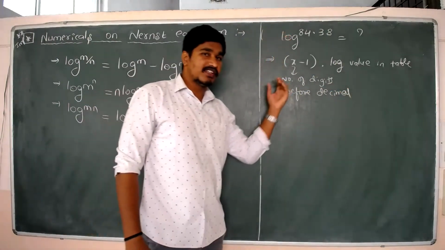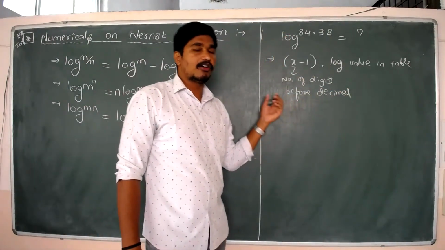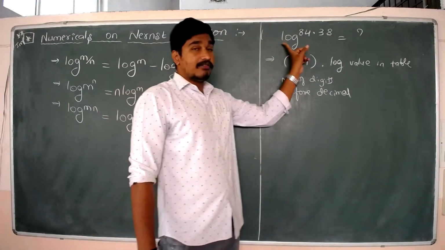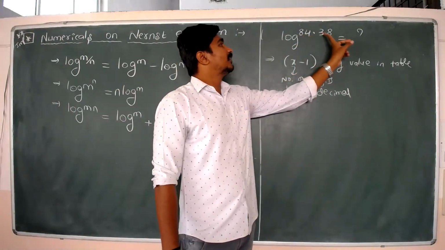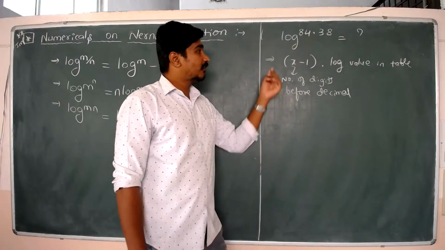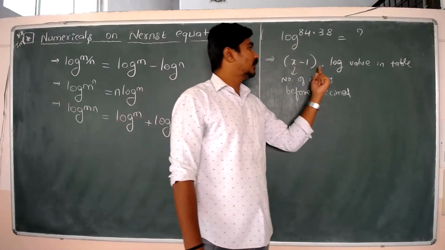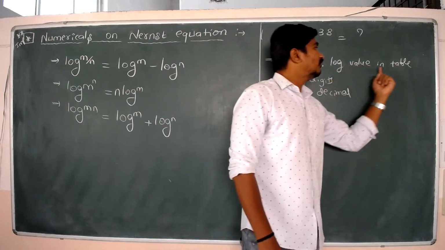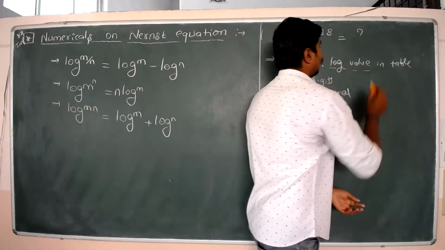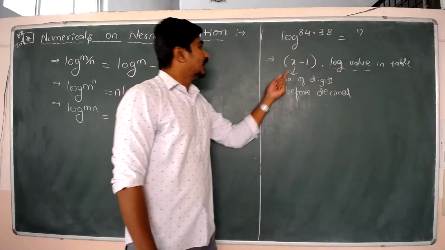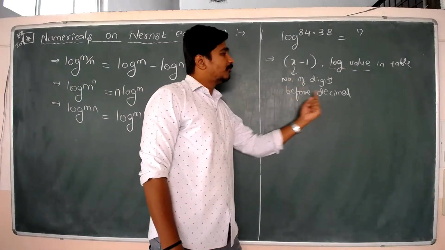Here I am saying how to see the log values in the logarithm table or logarithm book. Now I am taking one example. Log of 84.38 is equal to how much? For that, we have a formula for seeing the log of any value, that is x minus 1. Here the decimal is there, and then the log value in the table. That value I have to write here. Now here x means what? The number of digits before the decimal.